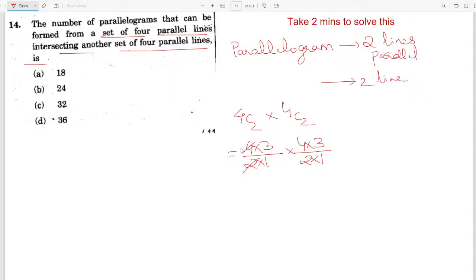So 2 ones are 2, 2 twos are 4. This is 6 into 6. 3 twos are 6, 3 twos are 6. 6 into 6 is 36. The correct answer is option D.